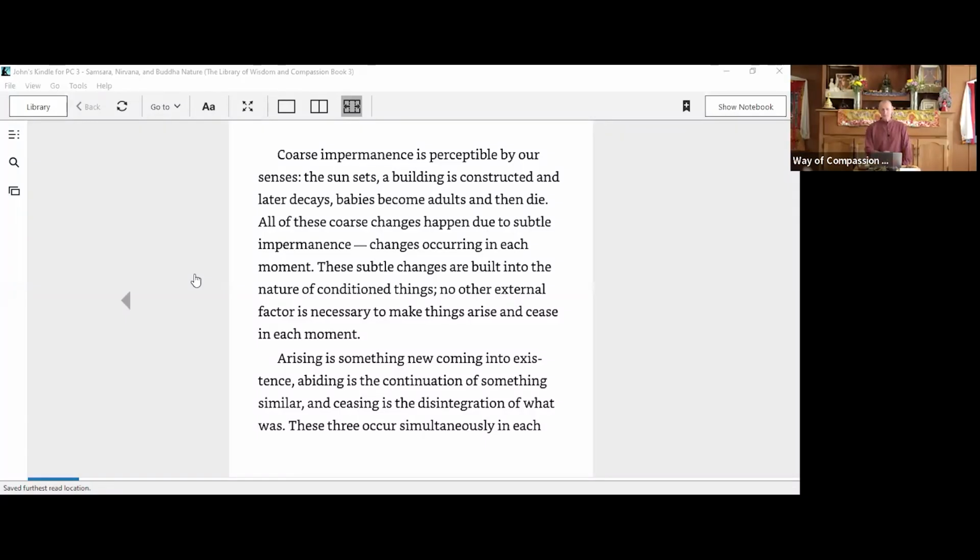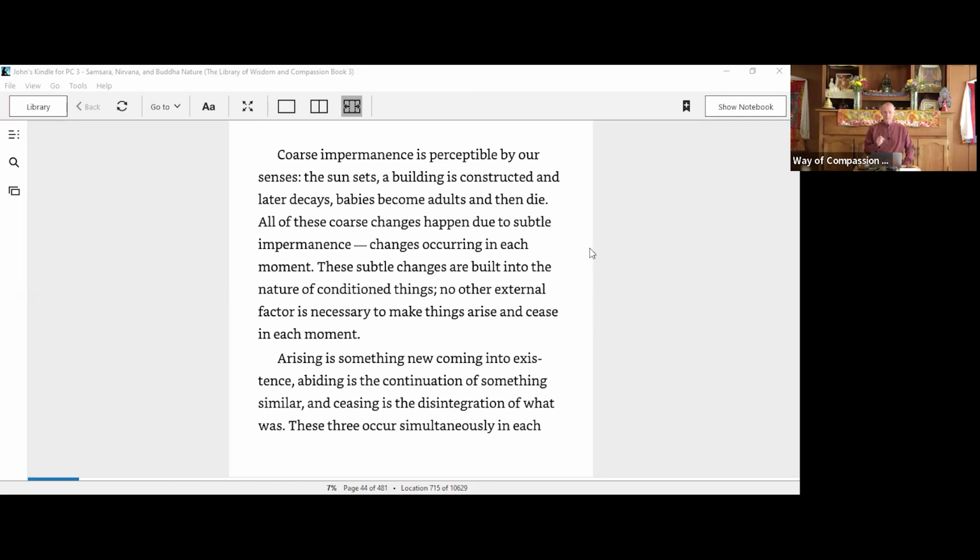Coarse impermanence is perceptible by our senses. The sun sets, a building is constructed, and later decays. Babies become adults and then die. All of these coarse changes happen due to subtle impermanence, changes occurring in each moment. These subtle changes are built into the nature of conditioned things. No external factor is necessary to make things arise and cease in each moment. It's going to happen.